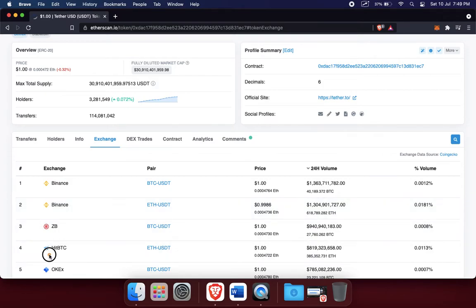So buy it slightly cheaper at one exchange, sell it for more expensive at the other one, right? So yeah, you could do that if you wanted to.